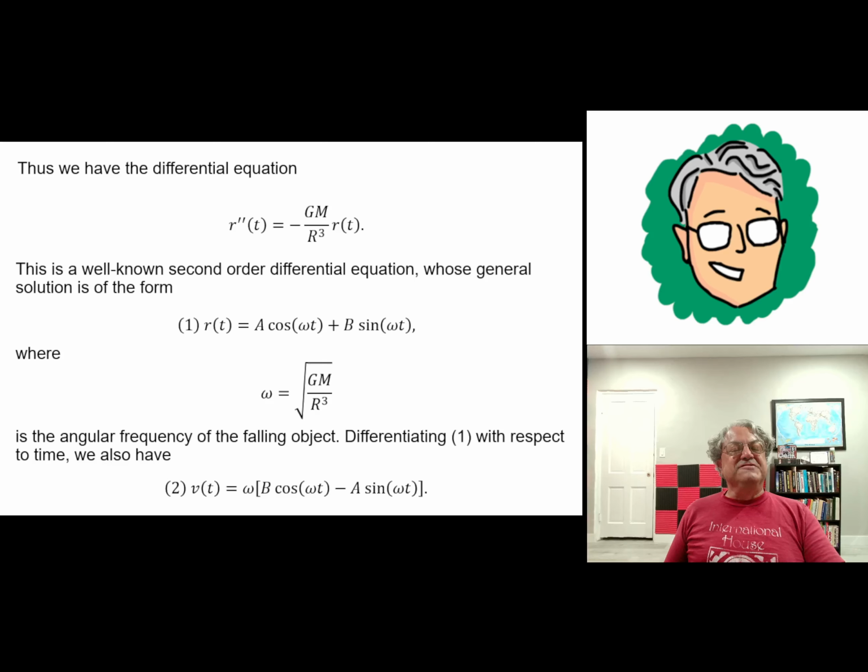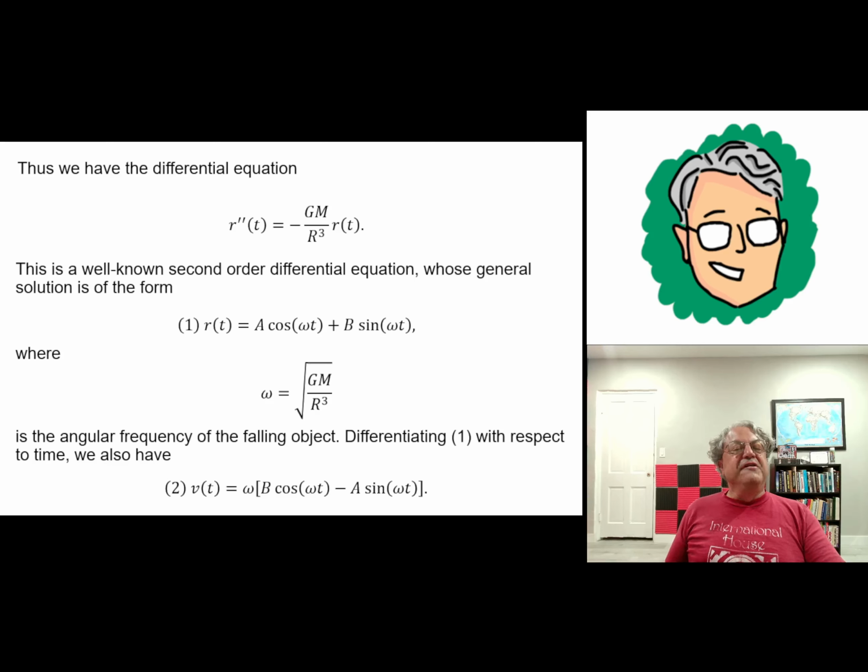And it turns out that this is a differential equation of a sine wave or a sinusoidal function, which has the general form a cosine omega t plus b sine omega t, where omega is what's called the angular frequency of a sine wave. It's really the ordinary frequency multiplied by 2 pi. From this differential equation, we can see that omega is just the square root of this multiplicative factor in front of r, GM over R cubed. So that's the angular frequency.